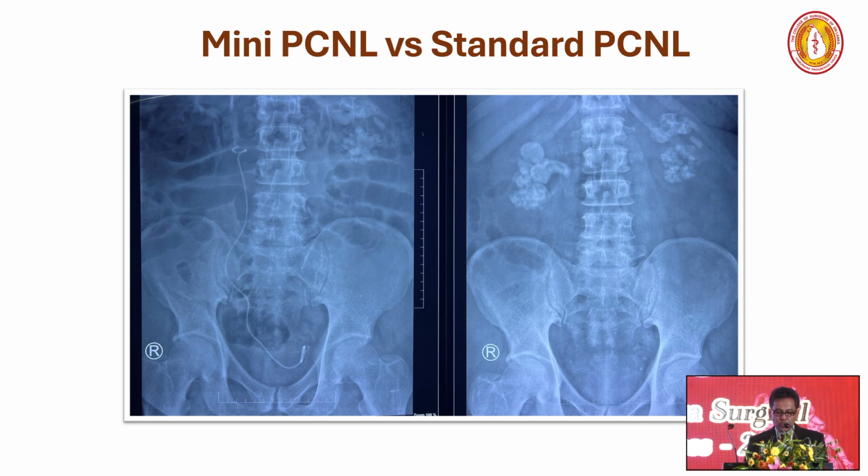Mini PCNL is not always the best option. You can see the stone there. We were able to complete it in 1 puncture and 1 frag.